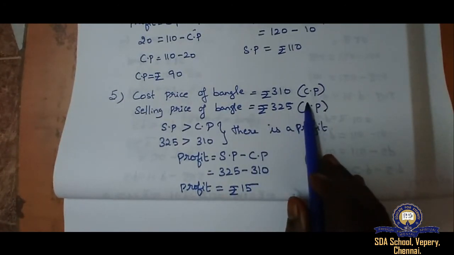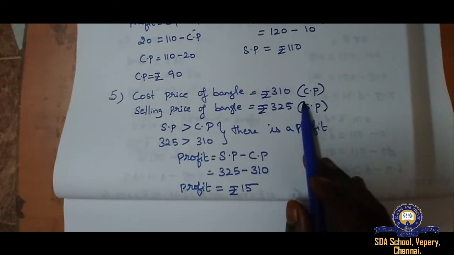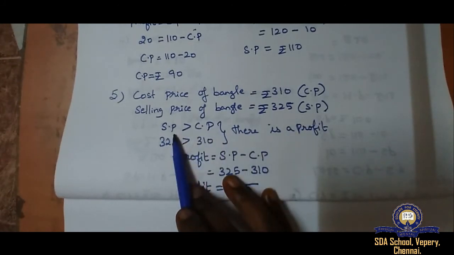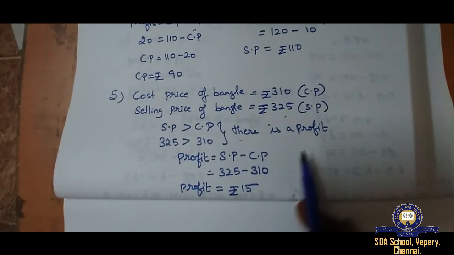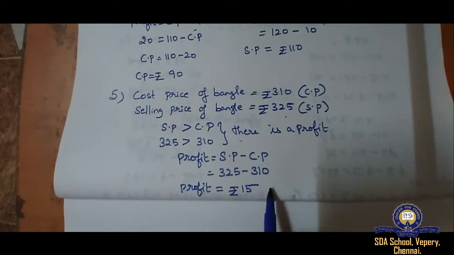See whether which is greater. Find the profit or loss to Rani. For Rani, we need to find out whether it is a profit or loss. So as we know, SP is greater, selling price is greater, there is a profit. So profit is equal to SP minus CP, 325 minus 310, profit equal to rupees 50.